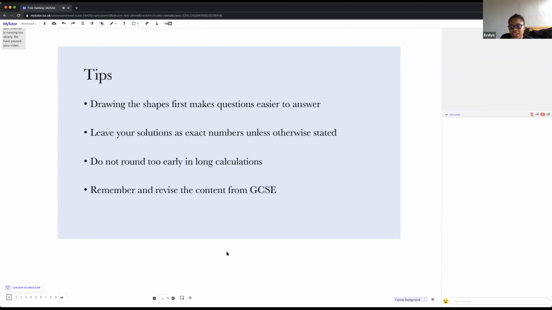And just in general, if you decide to do A-level maths and in September you'll be starting AS maths, the best thing that you can do to prepare for it is to revise GCSE content. Because as you see, a lot of the topics overlap, and whoever's going to be teaching you A-level maths will probably start from a point that you've already seen at GCSE and just build on that. So always make sure that you are revising that old content.